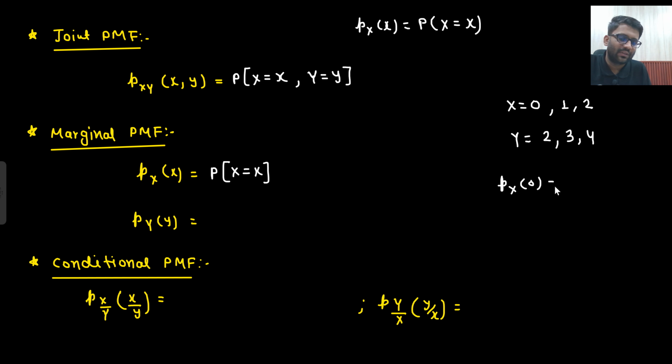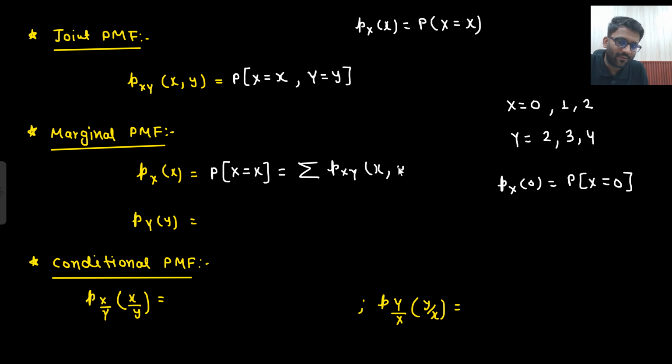P_X of 0. That means I need to find the value such that x takes value 0. This is what I need to find. So x can take the value 0 when y is 2, x can take the value 0 when y is 3, and x can take the value 0 when y is 4. Are you able to understand this point? X can take the value 0 when y is 2 or 3 or 4. That means what you will do, you are having this marginal PDF.